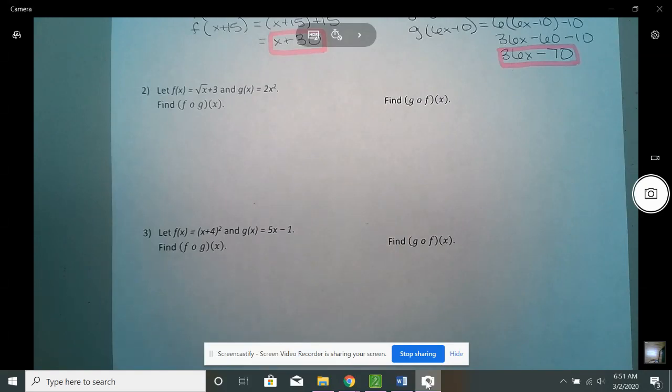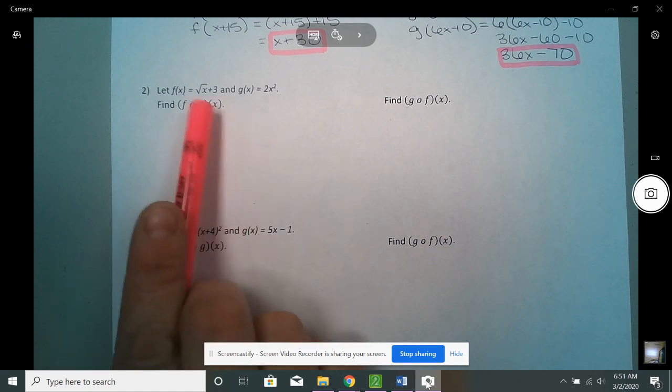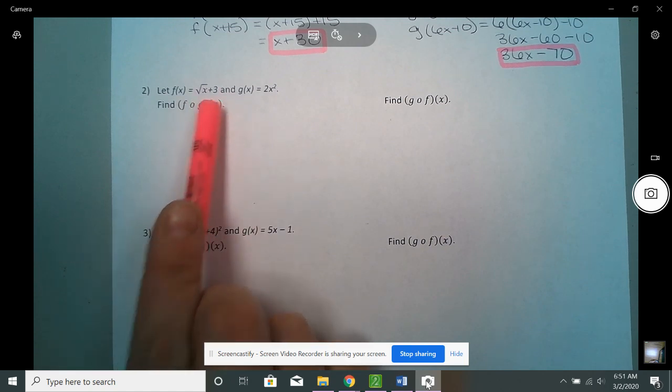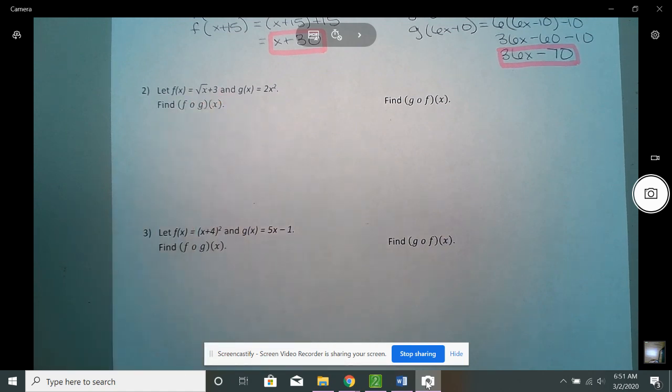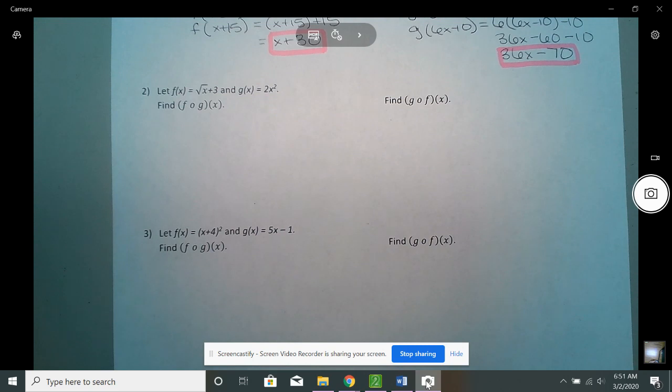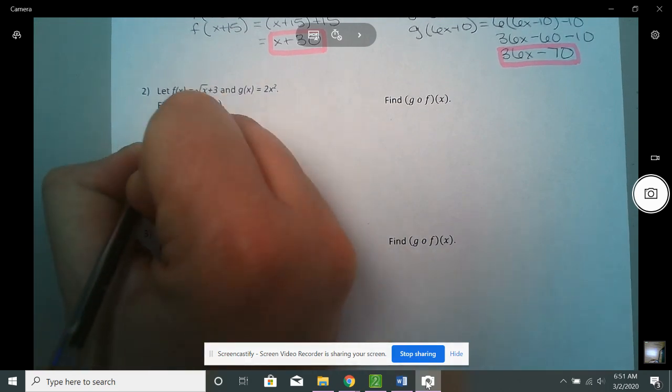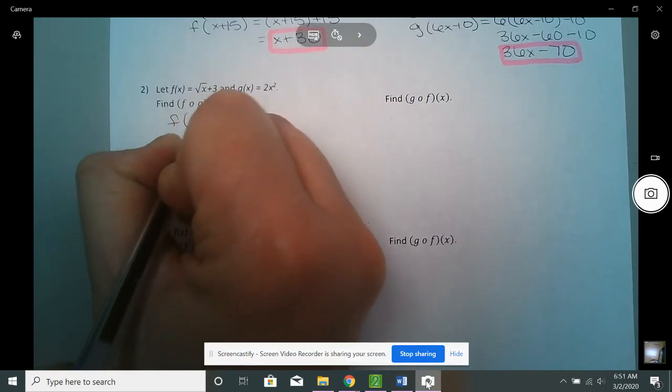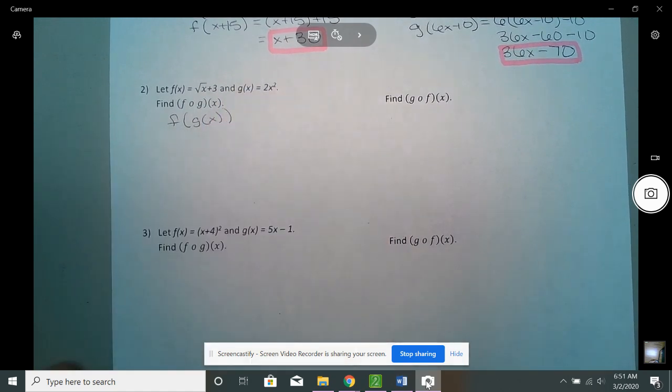In practice problem number 2, the f of x function is the square root of x and then add 3. So we'll square root the input value and then add 3. The g of x function is 2 times x squared. So we'll square the input and then multiply by 2. Let's practice. First, f of g of x means we're going to input g of x into f of x.